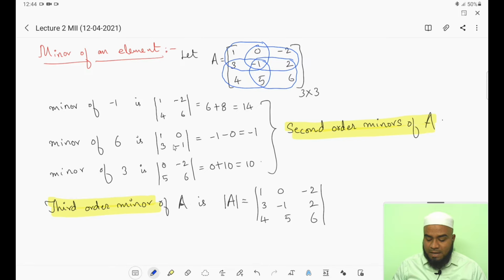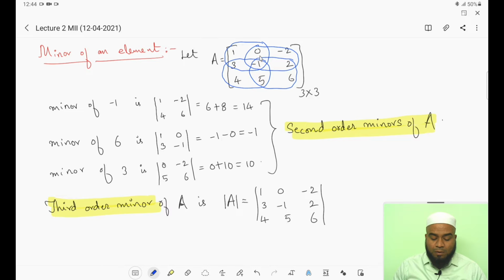3 by 3 minor will be only one, that is, third order minor of the matrix A will be the determinant itself, right? But many 2 by 2 minors can be found from this. But the condition is we have to select the elements in a proper order, like I have selected here, right? So these are the third order minors and second order minors for any given matrix A. You have to remember this. Third order minor is nothing but the determinant itself. Second order minors are, these are the second order minors I have selected.